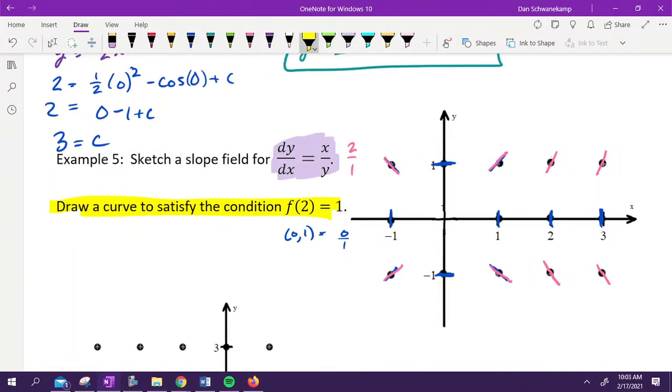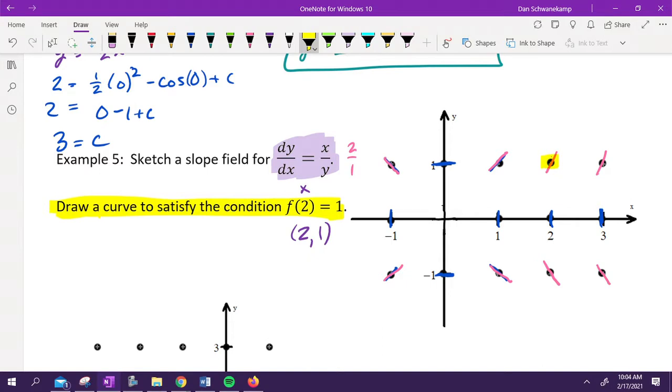Now what we're going to do is this part. This is the particular solution. This is the general solution. We graphed the differential equation. Now what we're going to do is draw the curve to satisfy the condition f of 2 is equal to 1. What ordered pair is that? 2, 1, because this is my x, right? Normally it says f of x. So it's 2, 1. So go to 2, 1 and put your pencil there.